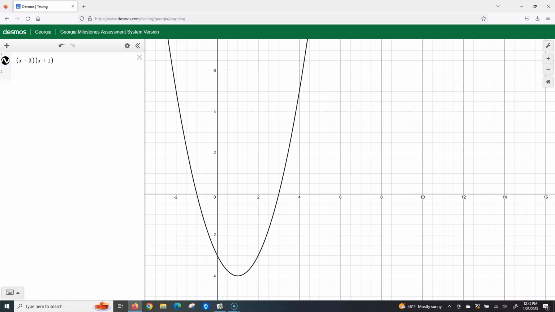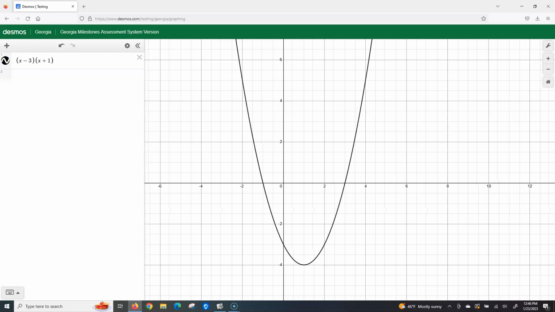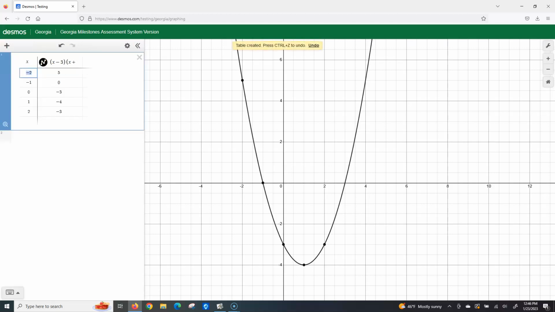And there's my quadratic. And there's our x-intercepts that we just drew right there. And our axis of symmetry was going through 1 right there. It looks like it's going to be negative 4, but I'm going to create a table, and that's going to help me out. I have negative 2, negative 1, 0, 1, 2. I'm going to find 3 and 4.